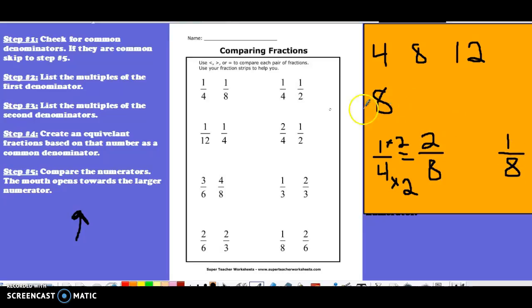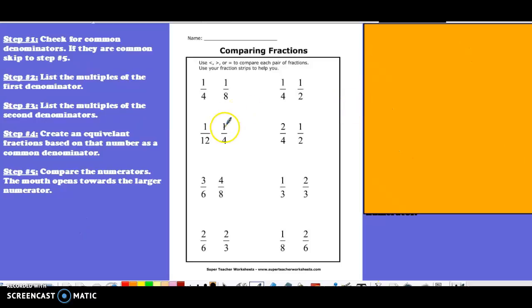I can now take a look at the original 1/8 fraction and compare, because step 5 tells me that after I've created an equivalent fraction based on the number showing the common denominator, I can compare the numerators and go towards the largest numerator, which in this case is 2/8, which, if I go all the way back to the original fraction, is 1/4. 1/4 is greater than 1/8.